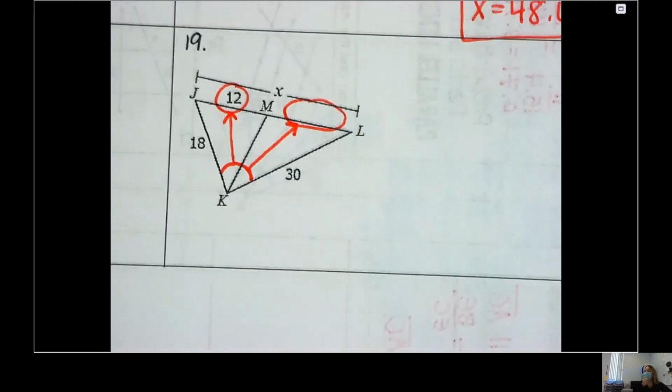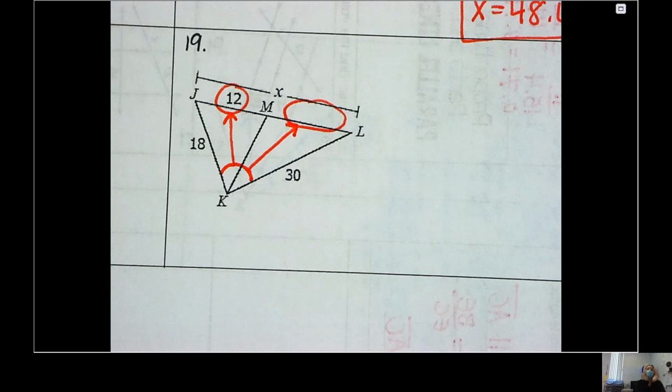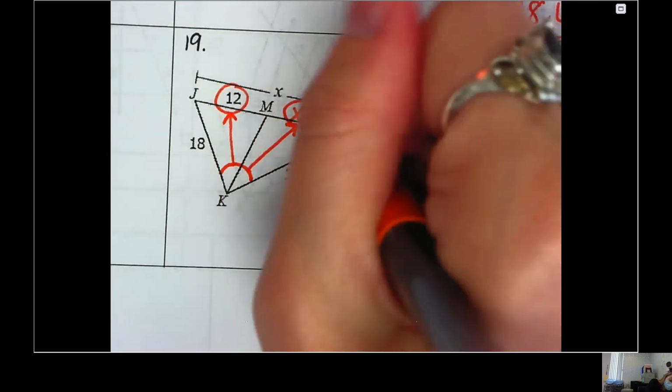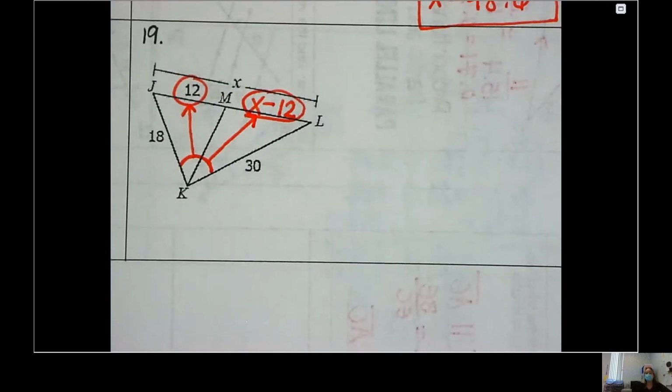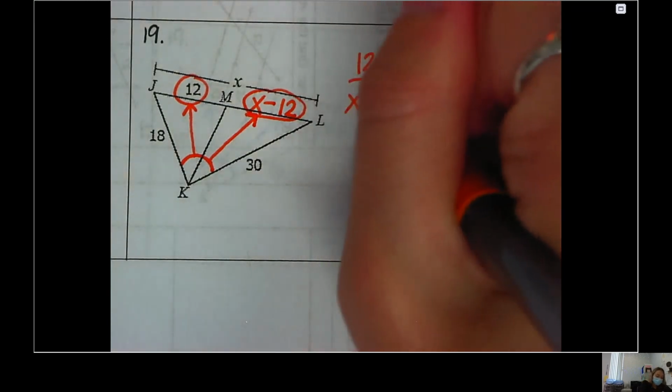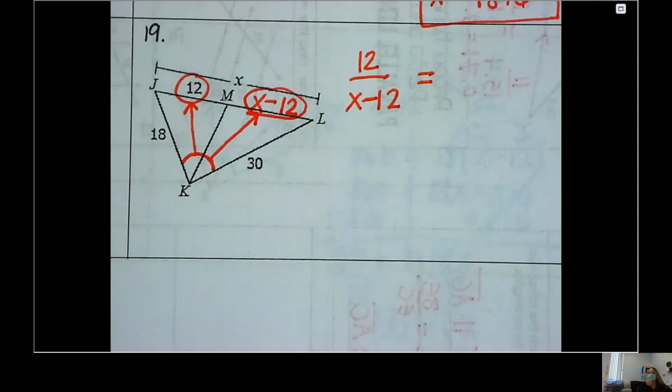I'm going to take the whole thing and subtract the piece that I'm given. What's the whole segment? X. What's the one piece I know? 12. So what I'm going to do is I'm going to take the whole segment X and subtract 12. That's going to give me what's left over. And now I can write my fraction. What should my fraction be? 12 divided by X minus 12. It's just an equation. And I set that equal to the other two sides in the same order.